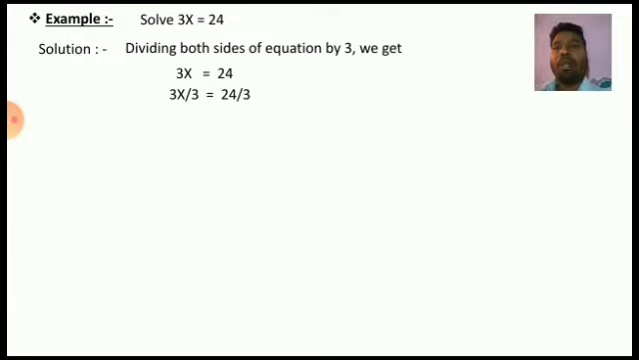So we divide the given equation by 3 on both the sides, so that we get 3x divided by 3 is equal to 24 divided by 3. So now we divide this. The 3 gets cancelled, x remains, and 3 eights are 24, so that 8 remains. So the value of x is how many? x is equal to 8. The value of x is 8.